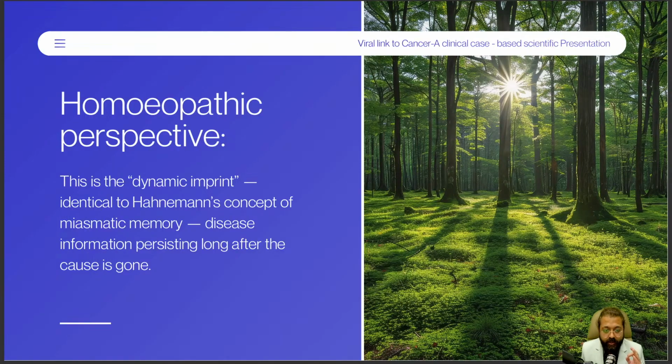This is what is called a dynamic imprint. What is a dynamic imprint? That is identical to our master concept of miasmatic memory, like disease information persisting long after the cause is gone. What I mean is, as I said earlier, hepatitis B was diagnosed before, in 2008. In 2015 to 2020, he was diagnosed with IgG positive, even though dengue. Even in 2021 he suffered with COVID as well. Now, if we connect all these dots, we get to know that all of this shows an impact on his case.